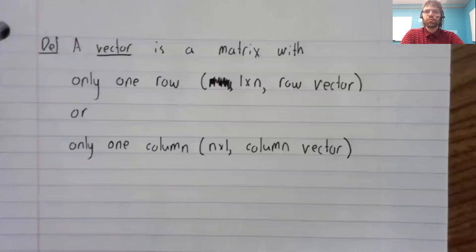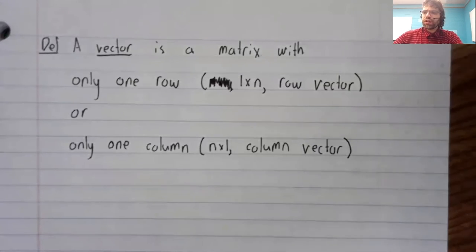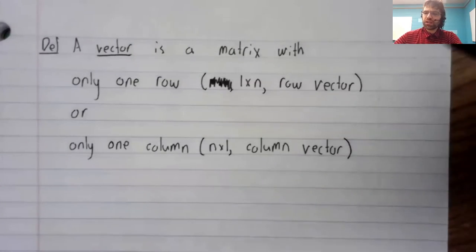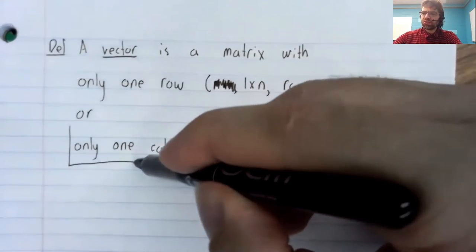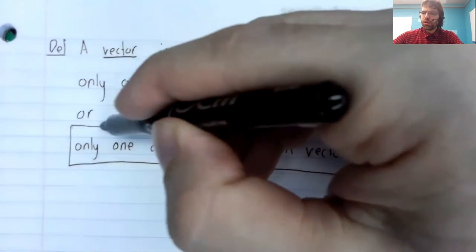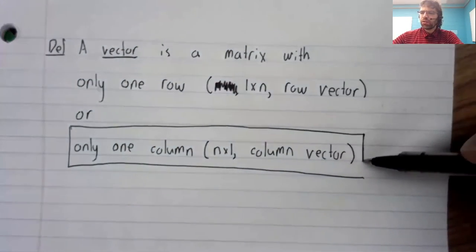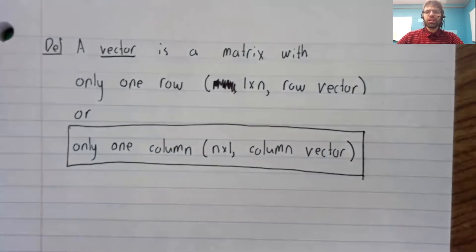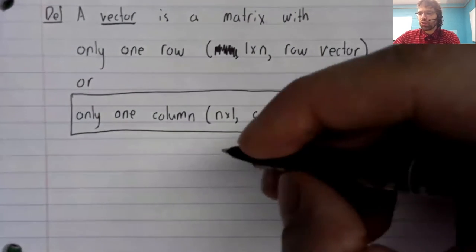We'll now define a special kind of matrix called a vector. Definition: a vector is a matrix with either only one row or only one column. And having defined two types of vectors, I'll now say that in this class, we're going to be working pretty much exclusively with this type of vector, column vectors.